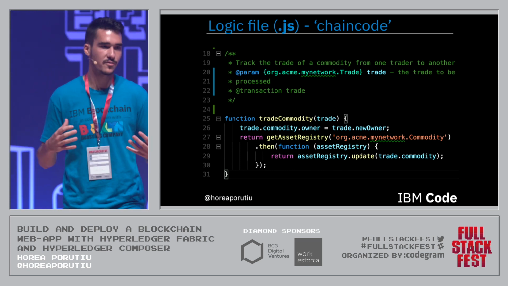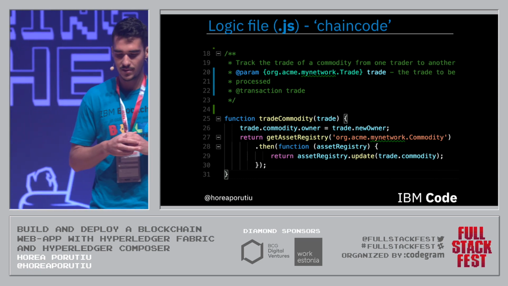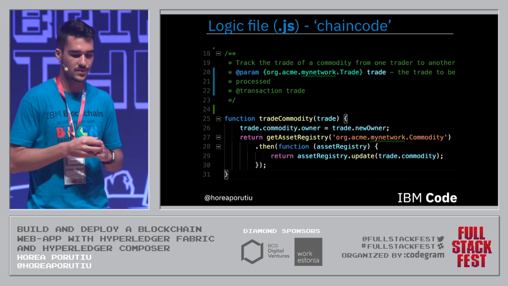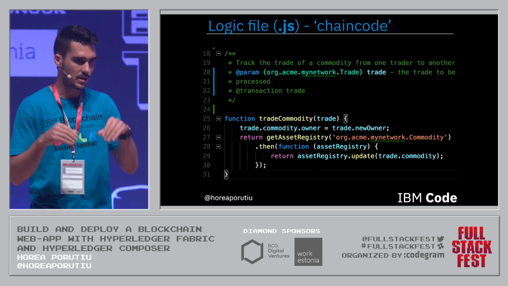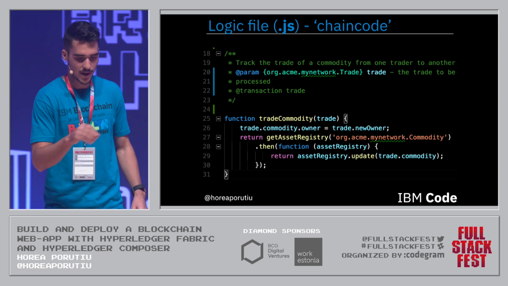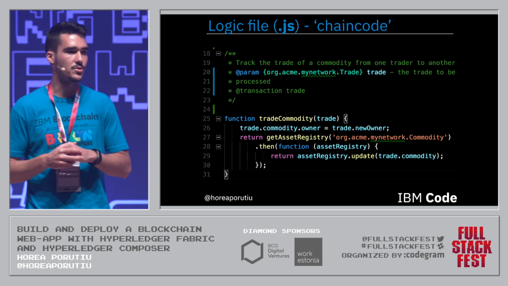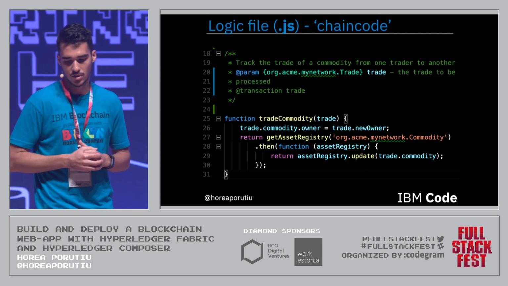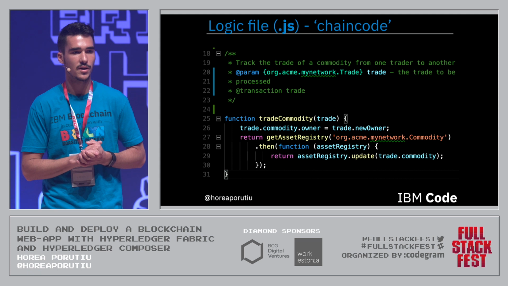And what's important from this slide is this get asset registry. This is the Composer API. That's basically taking this namespace, org.acme.mynetwork.commodity, and going into the blockchain and getting that actual asset. And then once we actually get it, we have this update API, right? And it's just going to simply update what data we have given it. So all we're doing here is taking this new owner and updating the owner field of the commodity.